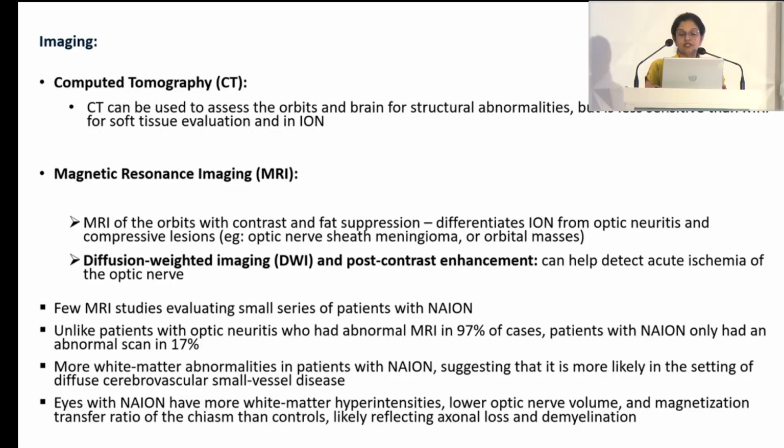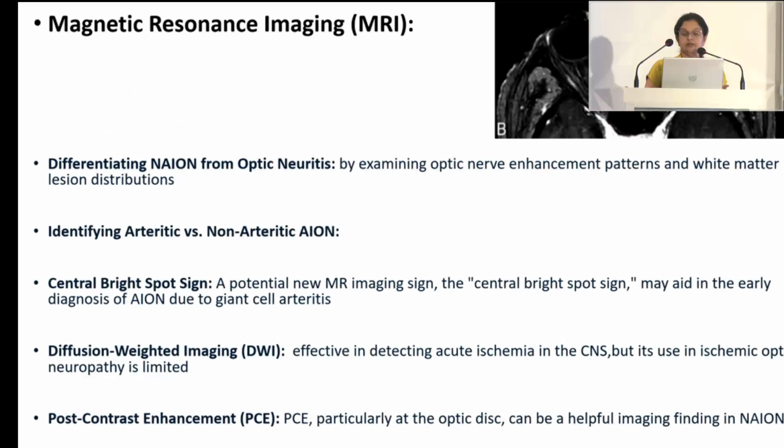Unlike patients with optic neuritis who had an abnormal MRI in 97% of cases, patients with NAION only had an abnormal scan in 17%. And there were more white matter abnormalities in patients with NAION, suggesting that it is more likely in the setting of diffuse cerebrovascular small vessel disease. Also, the eyes with NAION have more white matter hyperintensities, lower optic nerve volume, and lower magnetization transfer ratio of the chiasma than controls, likely reflecting axonal loss and demyelination.